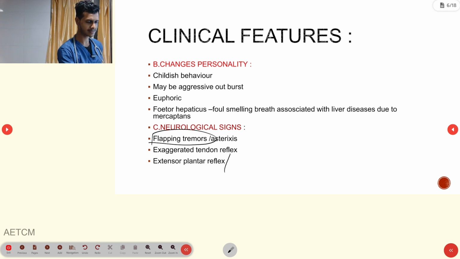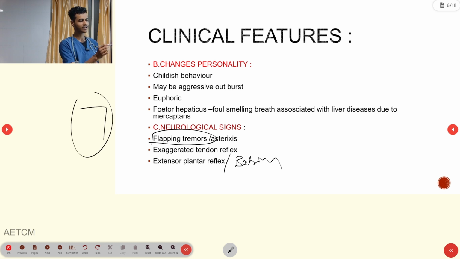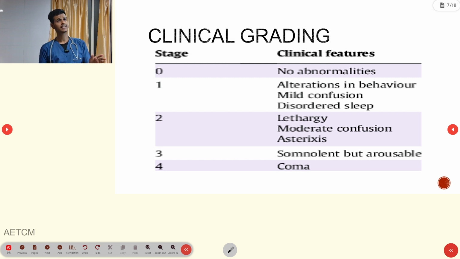Extensor plantar reflex is a classical sign, that is the Babinski sign. On the sole of the foot you make a stroke like a 7, from down to up. Normally, in a positive Babinski sign, the big toe will extend and the remaining toes will fan out. That is called Babinski sign positive. If it is there, that is called the extensor plantar reflex. And then clinical grading: we grade from 0 to 4.